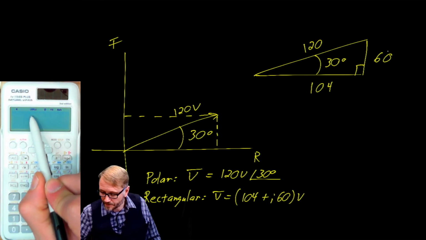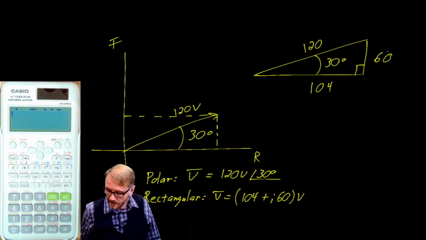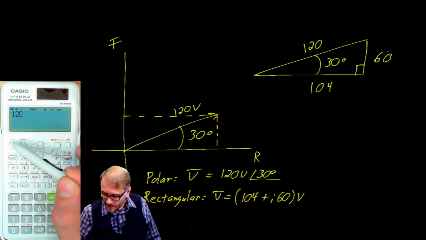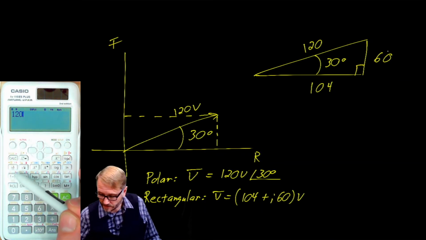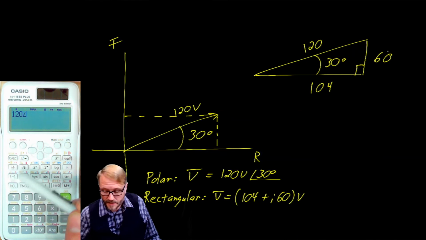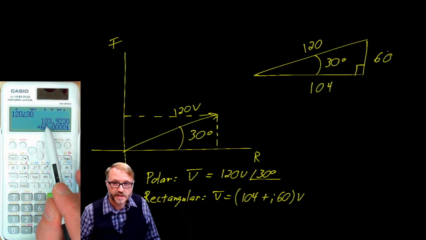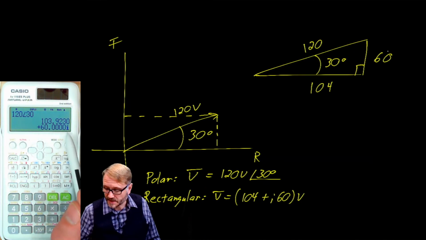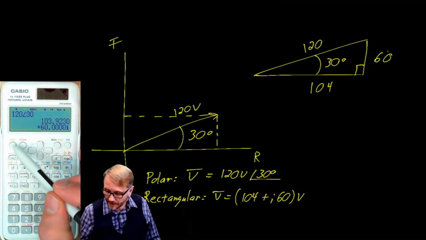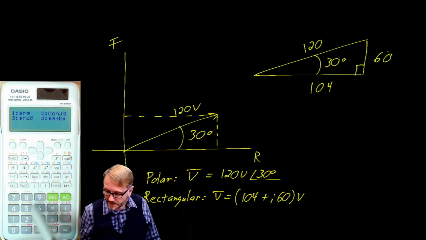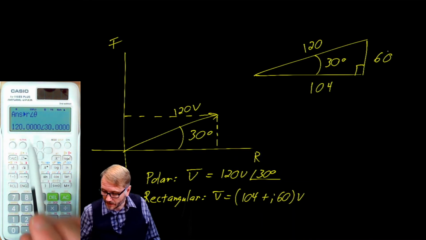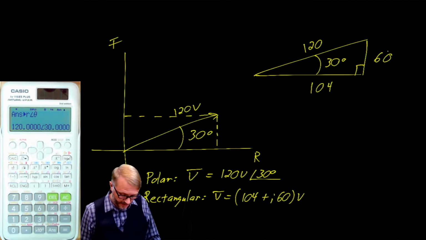Notice you're in complex, and we're in degrees. We would enter that as 120, shift, and now you're looking for a purple angle right here. It's an angle in purple. See the degree symbol? So 30 degrees. And there it did the calculation for us. So 104 plus 60J. And if you wanted to go back, you would go shift, complex, and number 3 puts you back into polar. And there we are, 120 volts at an angle of 30 degrees.